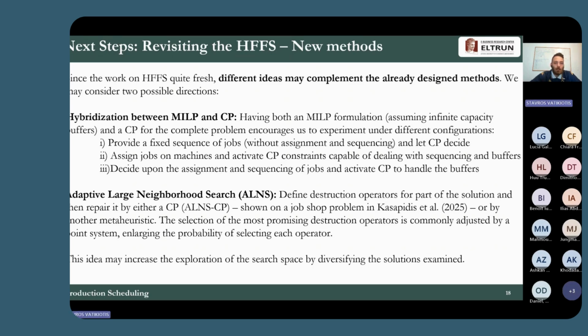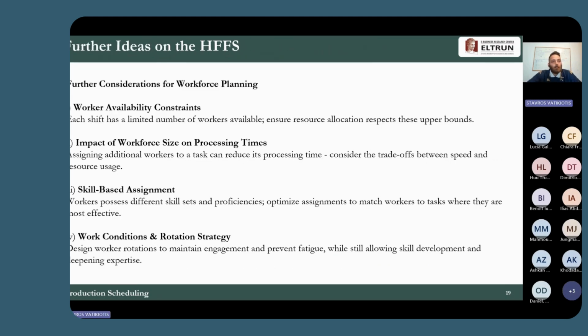Last, we also consider the implementation of a quite trendy metaheuristic named adaptive large neighborhood search, or ALNS. What it does is that it destroys a part of the solution, and then via another method, commonly a CP, it tries to reassemble the solution, and it is known to perform quite well due to the diversification from the destruction operators.